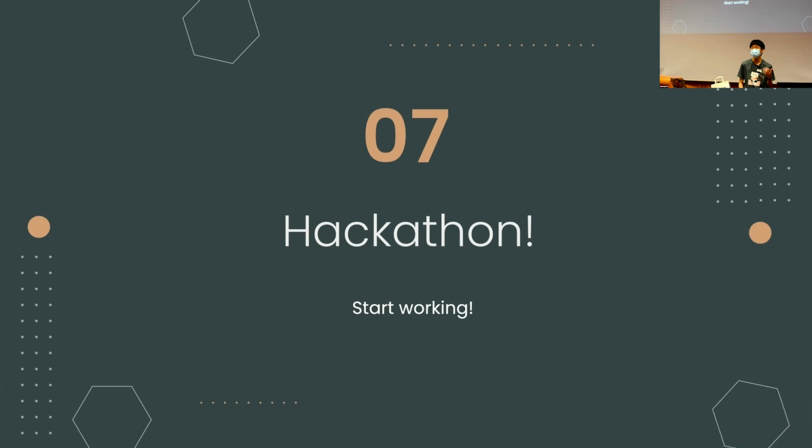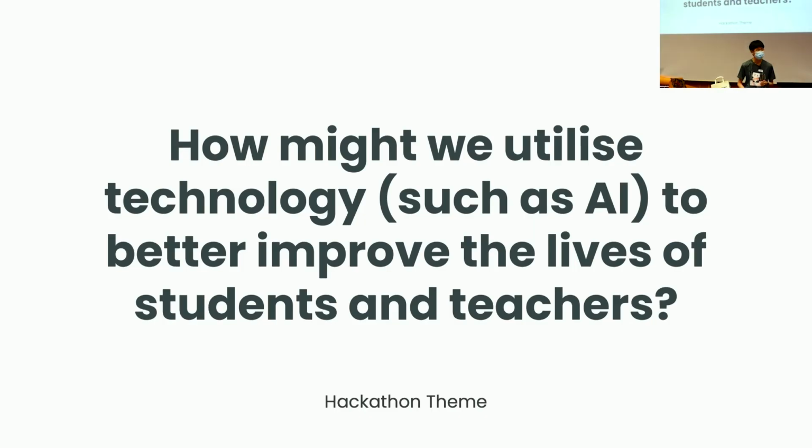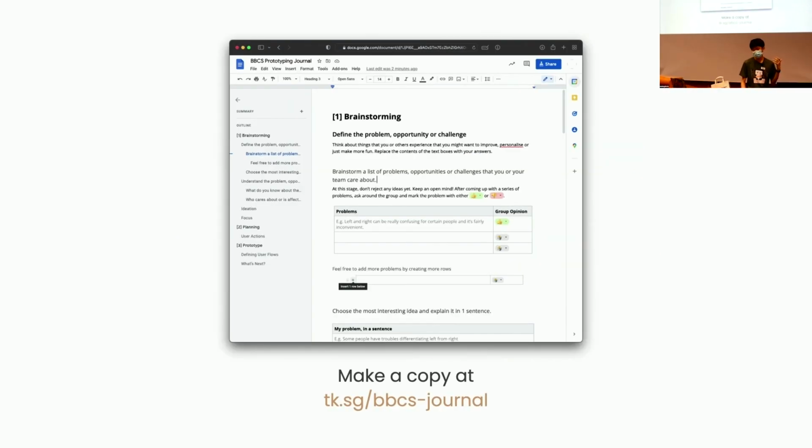Now we'll release the theme of the hackathon. When you get the theme, you can start thinking about the actual idea you want to build. And here it is: how might we utilize technology such as AI to better improve the lives of students and teachers? You can start thinking about this now, okay? But to help you think, here is the journal.